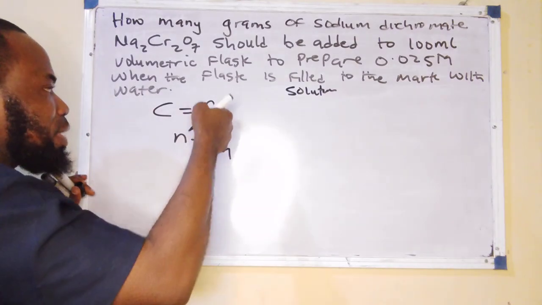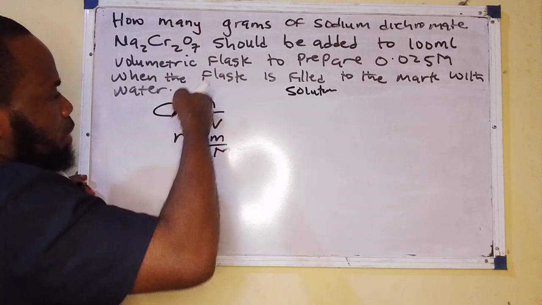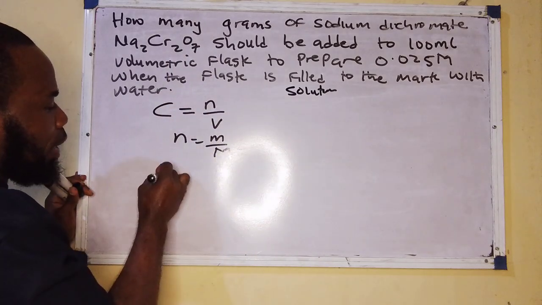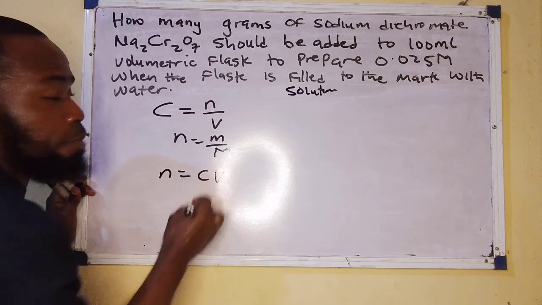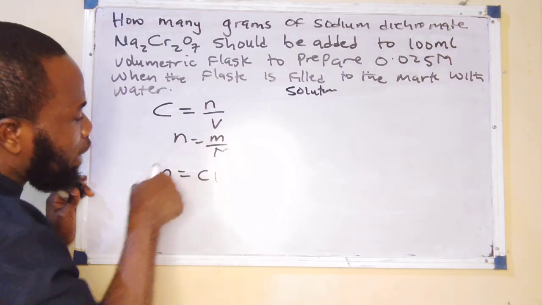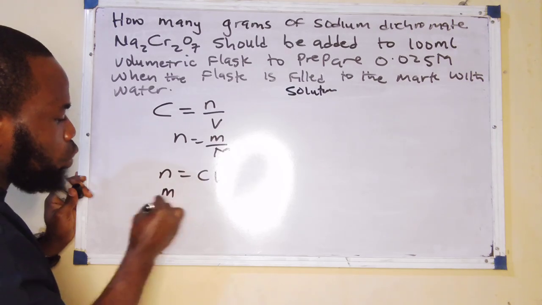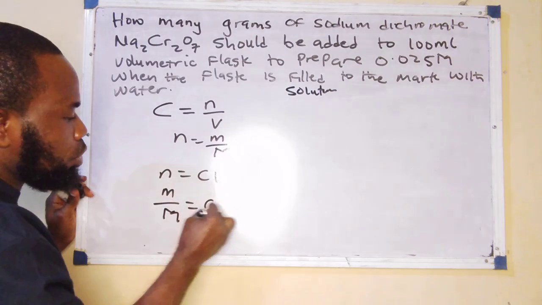Now, we can infuse this number of moles into this formula. But first, if I cross multiply, I'm going to have n equals CV. Slow and steady, don't rush it. Now, if you infuse this formula into this place, you're going to have mass over molar mass equals CV.